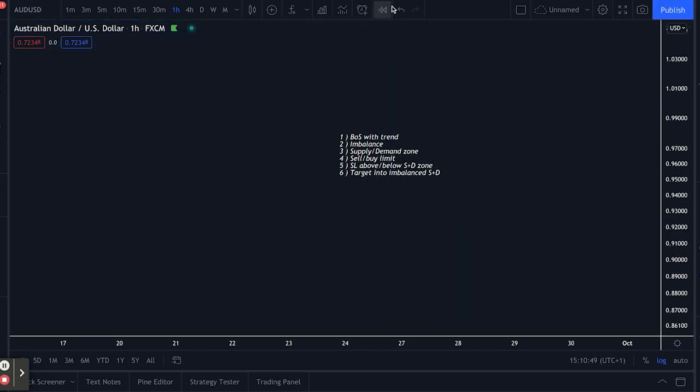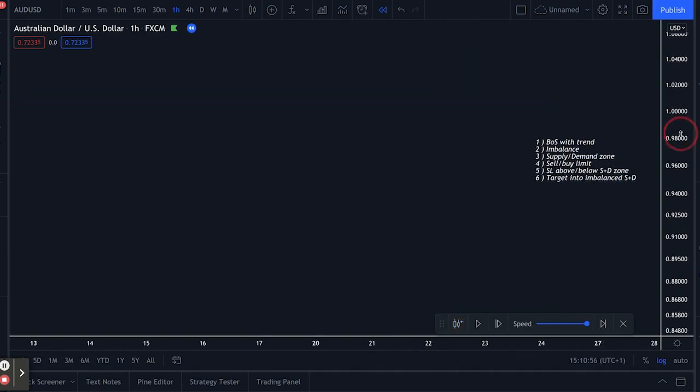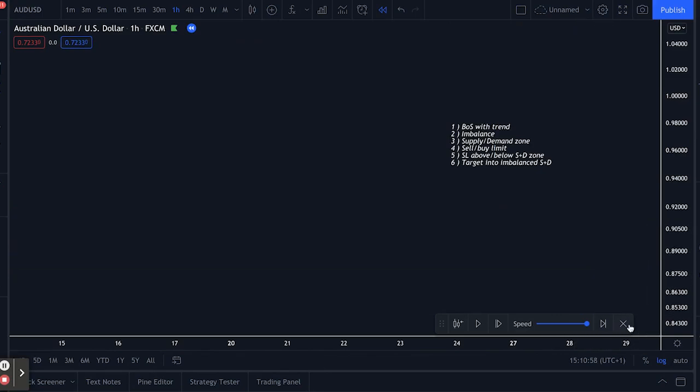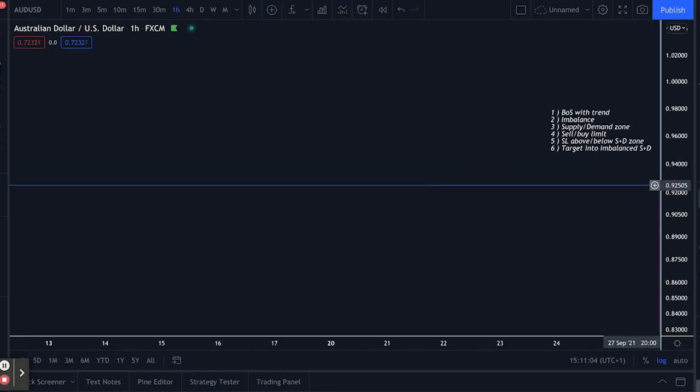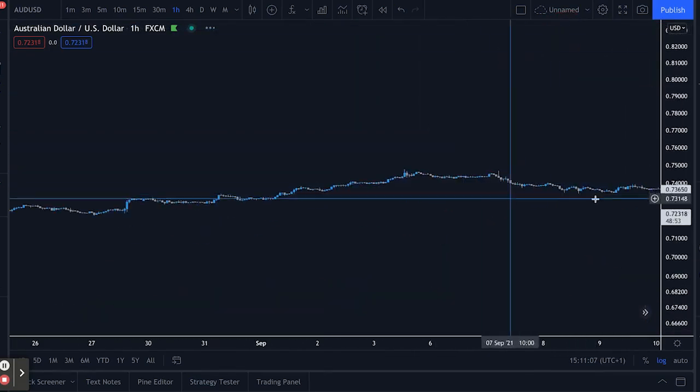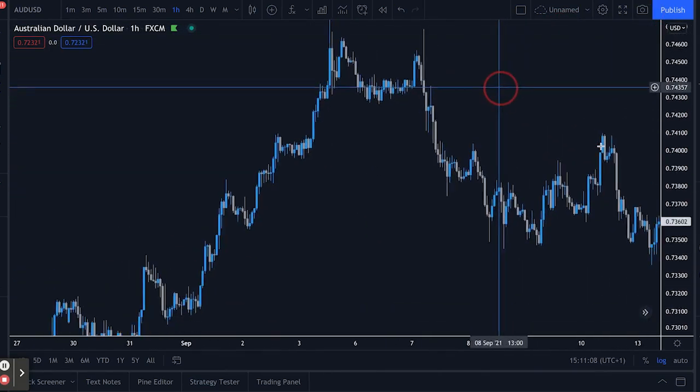The bar replay tool can be found up here. If we press this and then we scale back, we can actually click on a day, and that is going to then take us back to that day where we can then play price forward as if it hadn't happened yet. Now, when setting up your backtesting, a problem you may have is that you will see all of the price action before you scale back to it.